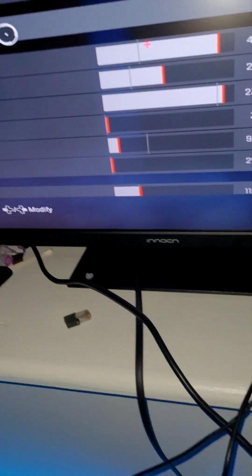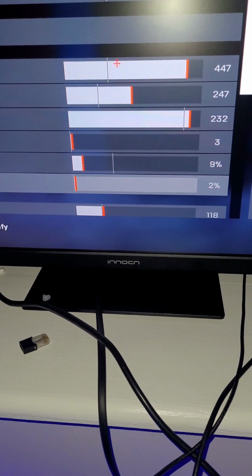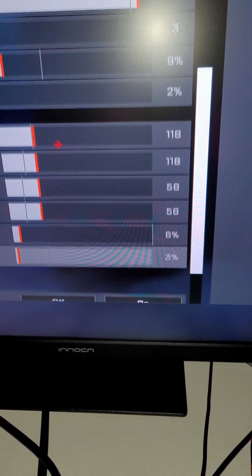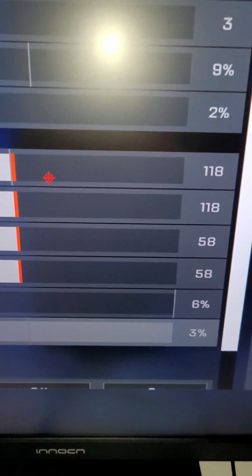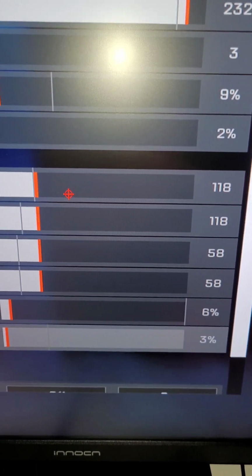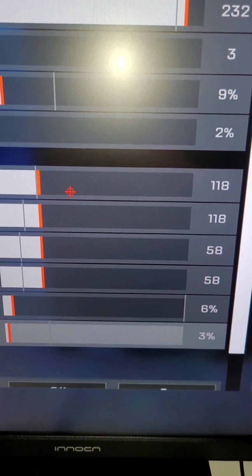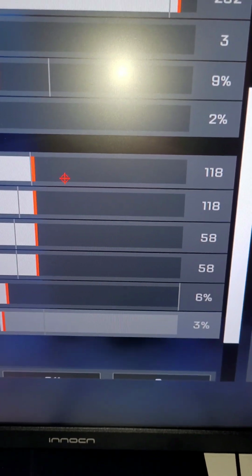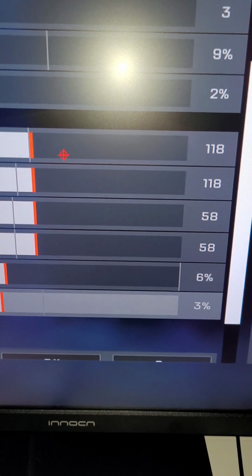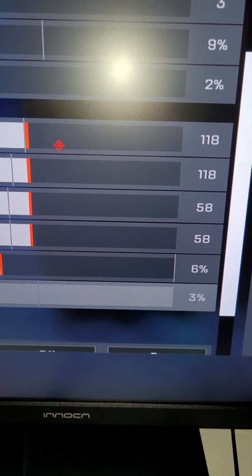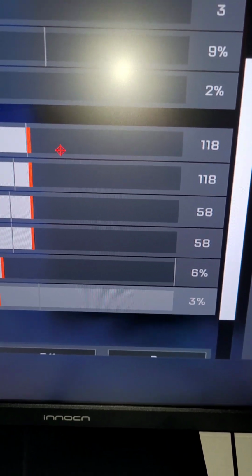Now I'm gonna scroll this down so you can see the rest. Okay, so for the rest, we got the ADS yaw speed 118, ADS pitch speed 118, ADS turning extra yaw 58, ADS turning extra pitch at 58, ADS turning ramp up time at 6%, ADS turning ramp up delay at 3%.